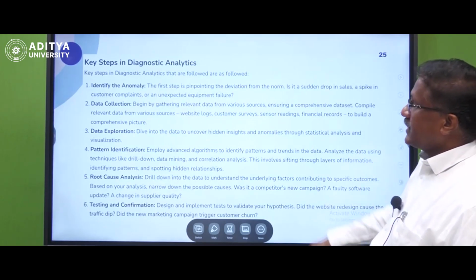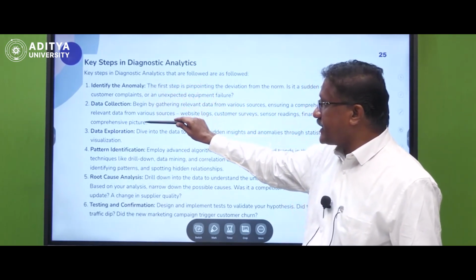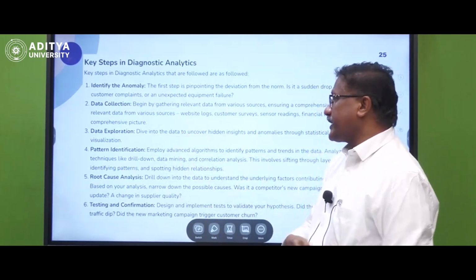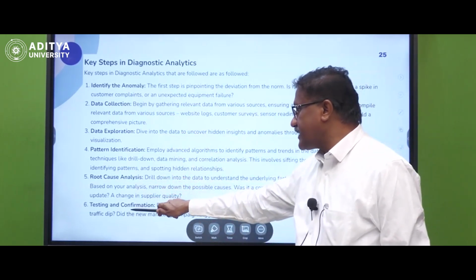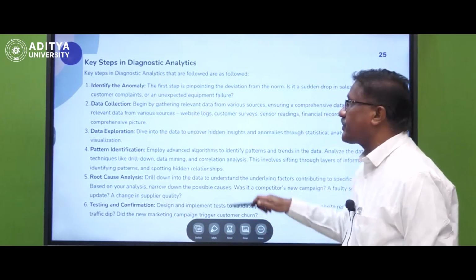What are the key steps? Identify anomaly, data collection, data exploration, pattern identification, root cause analysis, testing and confirmation. One by one we will see.